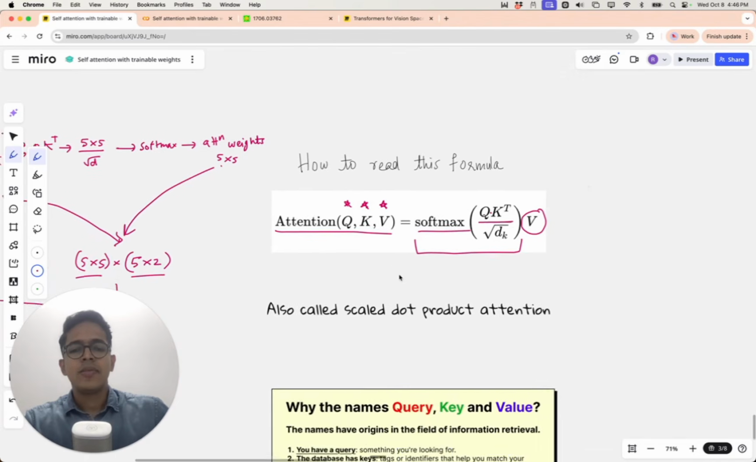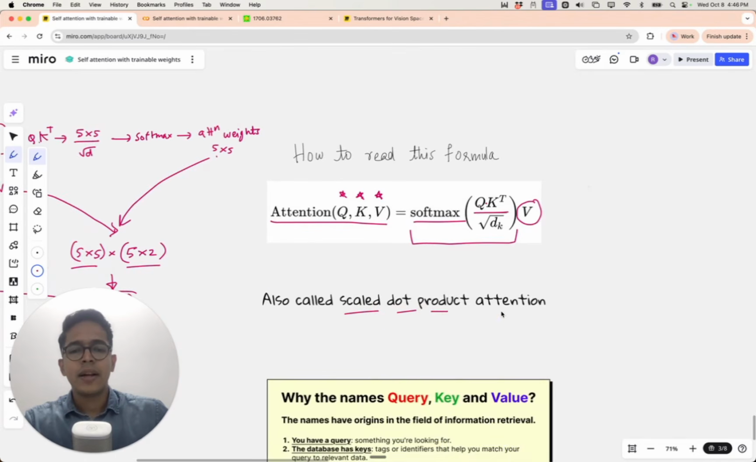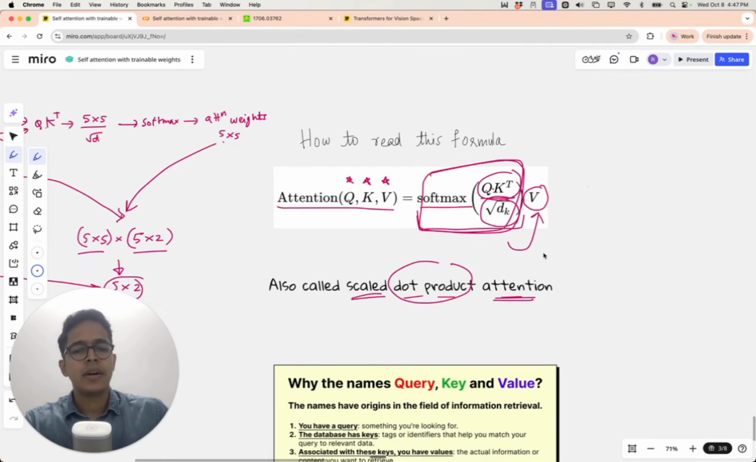So this is why it's called scaled dot product attention. Where is the dot product coming from? The dot product is coming in Q dot K transpose. Where is scaling coming from? Scaling is coming in the square root of D. And where is attention coming from? Basically, these are the attention weights. And these attention weights are multiplied with value to get the context vectors.